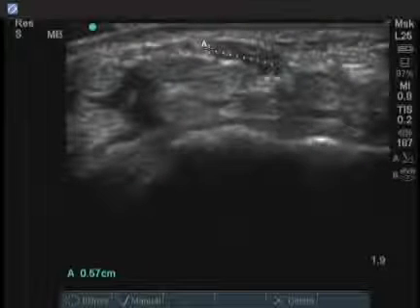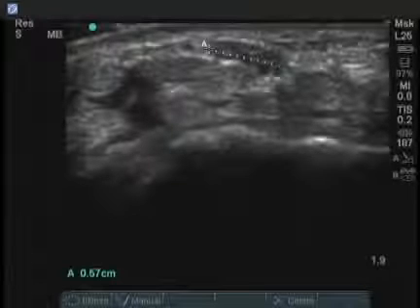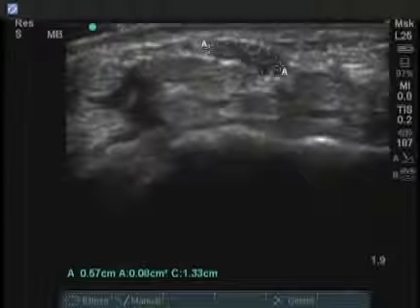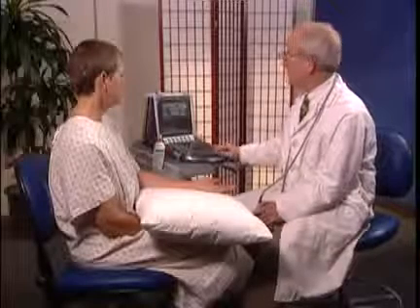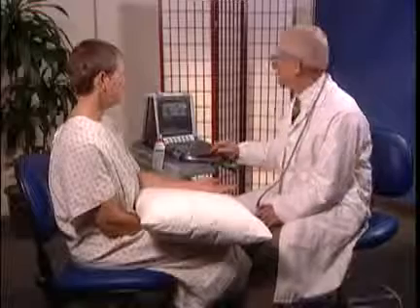So I have placed my calipers on both sides of the median nerve just inside the perineurium, and then I'm going to hit this ellipse button, and then I can actually take an approximate surface area. She has a 0.08 centimeters squared area, which is normal, and so by ultrasound criteria does not have carpal tunnel syndrome.